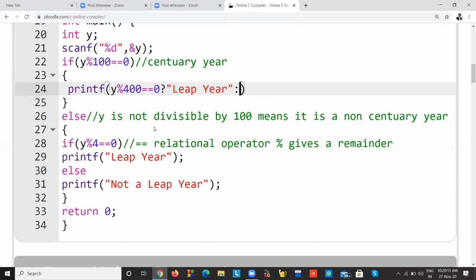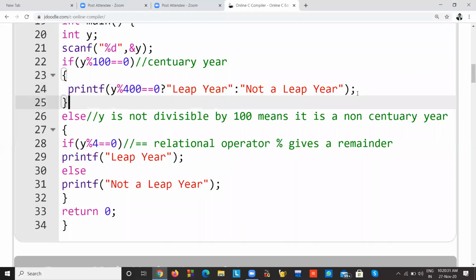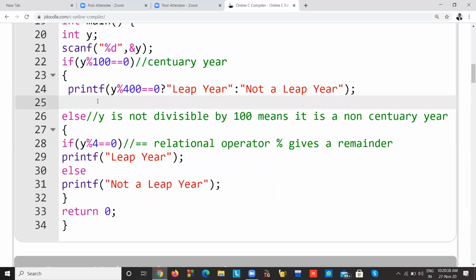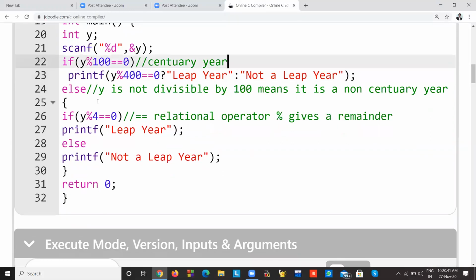That is expression 2. Now we are going to write expression 3. Expression 3 is also another string constant: not a leap year. Put a semicolon here. Now, if the first if is true, we are going to execute only one line, printf, so these braces are also not compulsory. This brace is not compulsory. Why can't we do the same here also? Yes, we can do this.